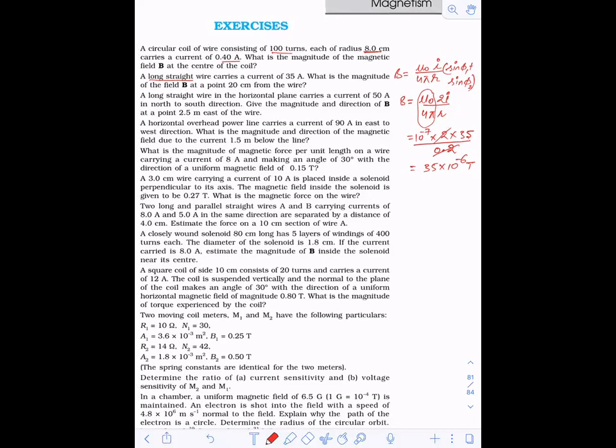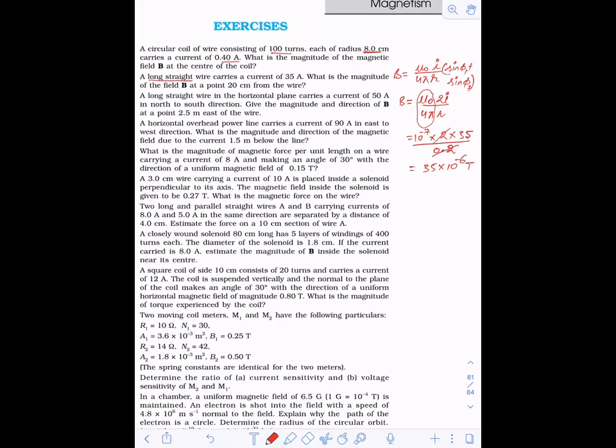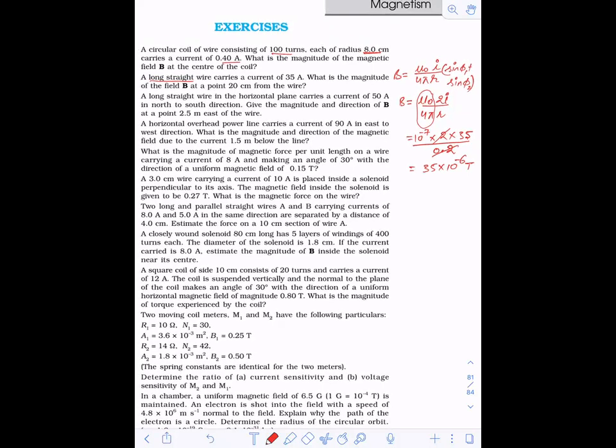Question number 3 now. In between, if you have any doubt, you can ask also. Question number 3: a long straight wire in a horizontal plane carries a current of 50 ampere in north to south direction. So the current is moving north to south in a wire.